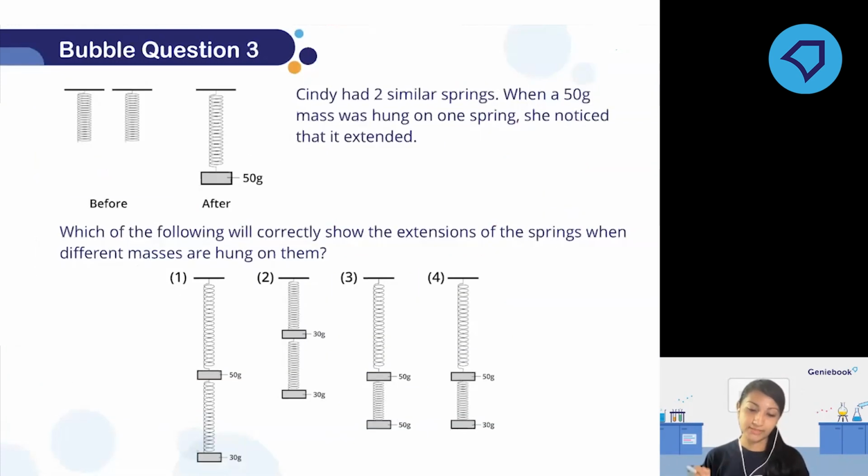Question 3. Cindy had 2 similar springs. When a 50-gram mass was hung on one spring, she noticed that it extended. So the original length is this much. Let's just put it as L. Then after you put 50 grams of mass, it starts to extend, maybe roughly about 2 times. You can't really tell unless you use a ruler, so we just give a rough estimate.